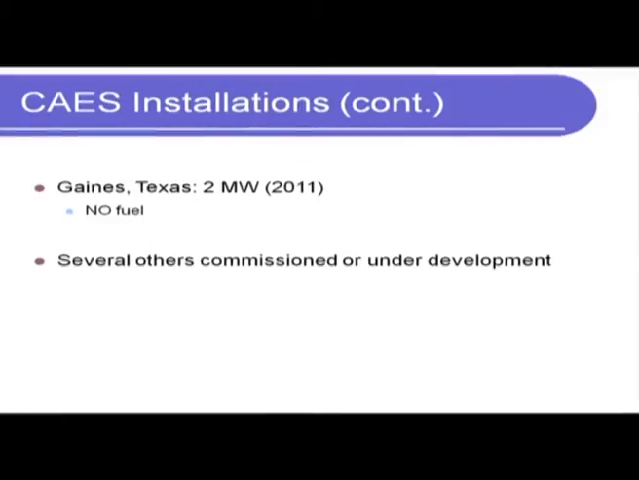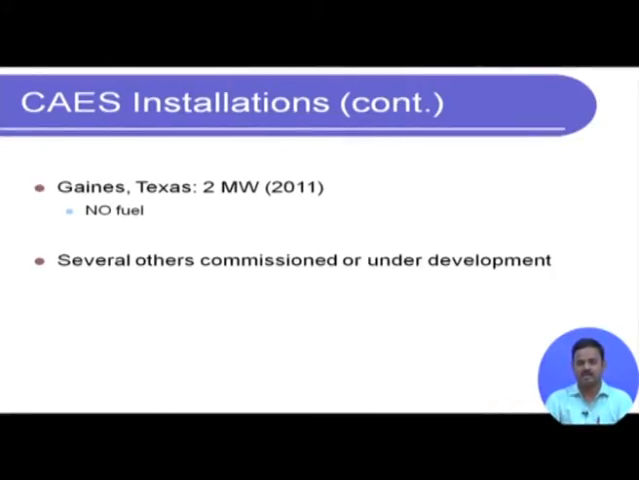To continue, Gaines, Texas in 2011, it is a small plant, a 2 megawatt plant, but there is no fuel. So, this is an adiabatic plant, the first adiabatic plant to the best of my knowledge under compressed air energy storage installations. And then there are several others that have been commissioned or are under development. It is not as widespread or as widely implemented as pumped hydro. The number of installations definitely are fewer, but this is still an attractive way. It is a very niche, innovative way of storing energy in the form of compressed air.